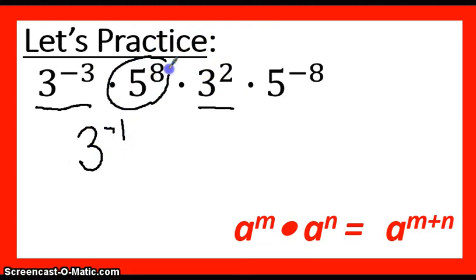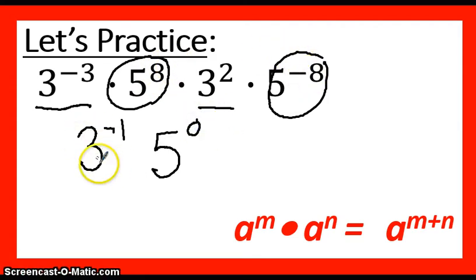We have the same base here: 5 to the 8th times 5 to the negative 8. So we'll have 5, and we'll have to add the exponents. 8 plus negative 8 makes 0. So we have 3 to the negative 1, 5 to the 0. Remember, 5 to the 0 power is equal to 1. So we don't need to write that because 1 times anything is just itself. So we have 3 to the negative 1.